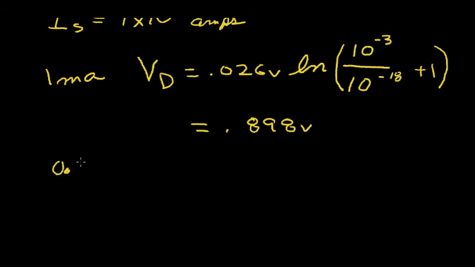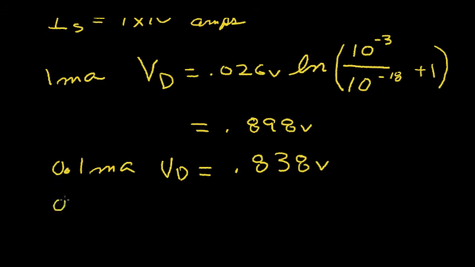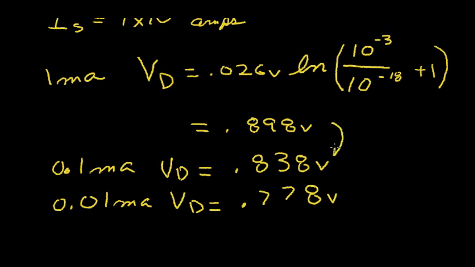Now if we solve the same equation, instead of a milliamp, let's solve it for 10 times less current, 0.1 milliamp. Now if we do that, we get a V sub D equal to 0.838 volts. Now let's make the current 10 times smaller and solve this equation again. 0.01 milliamps. Now if we solve for V sub D, we get a little smaller number. 0.778 volts.